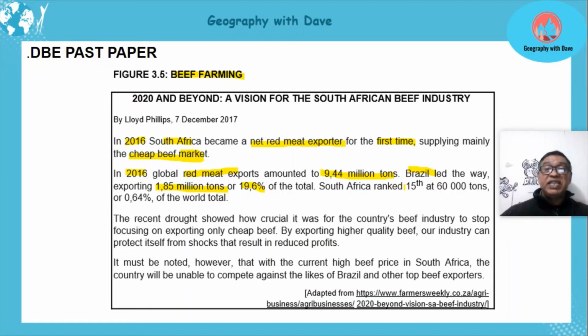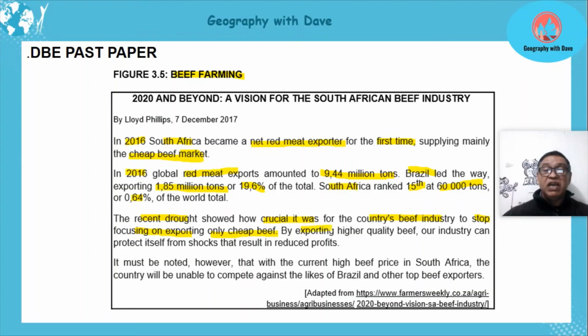South Africa ranked 15th with 60,000 tons. Not bad, 15th. With 0.4% of the world. Recent drought, whoa, not nice. In the country, it showed how crucial it was for the country's beef industry to stop focusing on exporting only cheap beef.